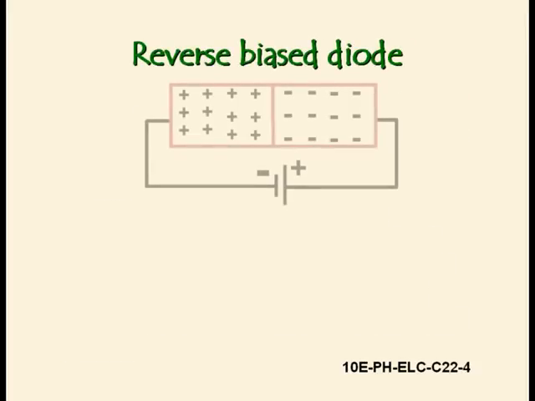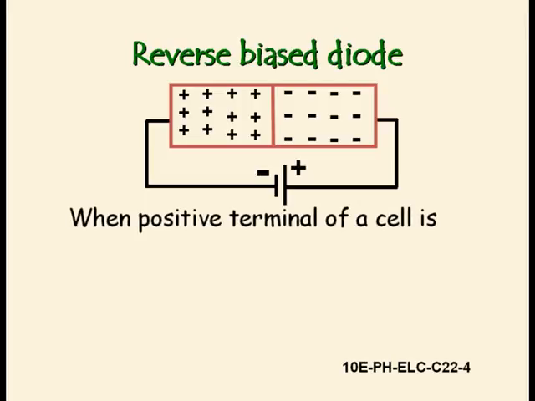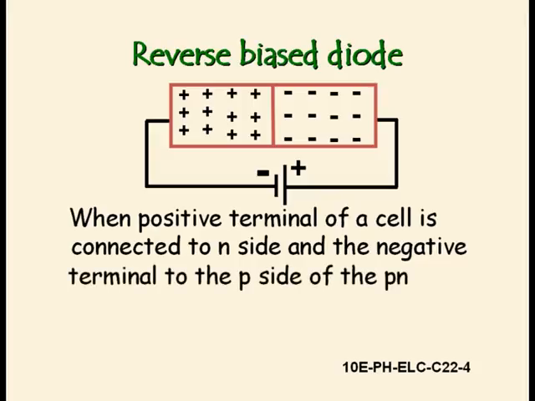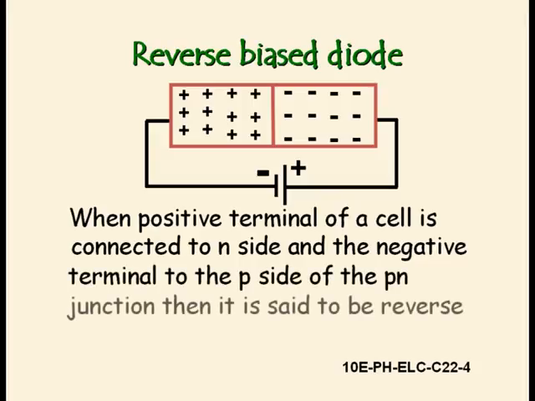Reverse biased diode. When positive terminal of a cell is connected to N side and the negative terminal to the P side of the PN junction, then it is said to be reverse biased. Children, note down this important point in your notebooks.